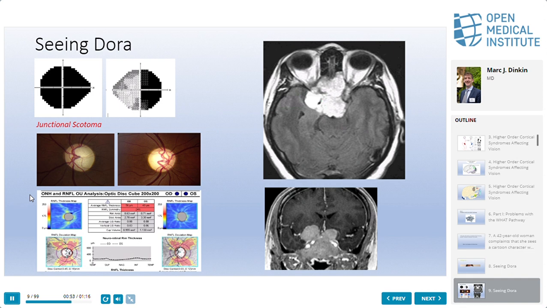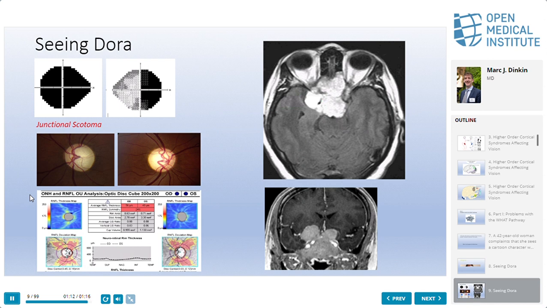It's probably a meningioma, because you can see a dural tail here. So she probably has had this meningioma growing for 20, 30 years, slowly causing vision loss. So when you have vision loss, you can get visual hallucinations.